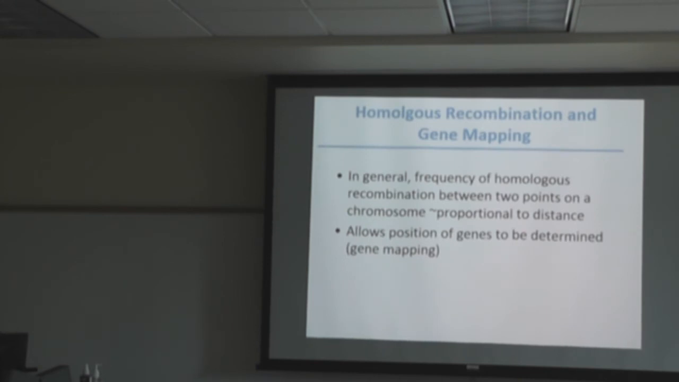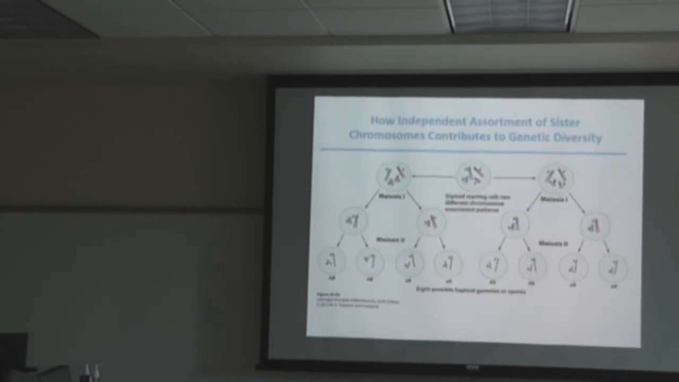So, homologous recombination and gene mapping. In general, the frequency of homologous recombination between 2 points on a chromosome is proportional to the distance between them, and this allows positions of genes to be determined via gene mapping. And this is how you can do that, and how independent assortment of chromosomes contributes to that genetic diversity.